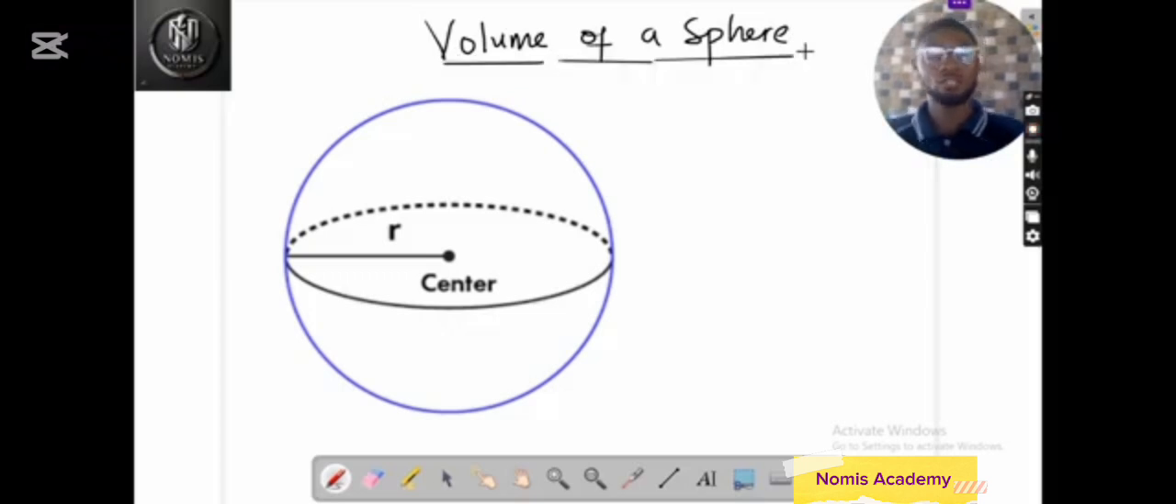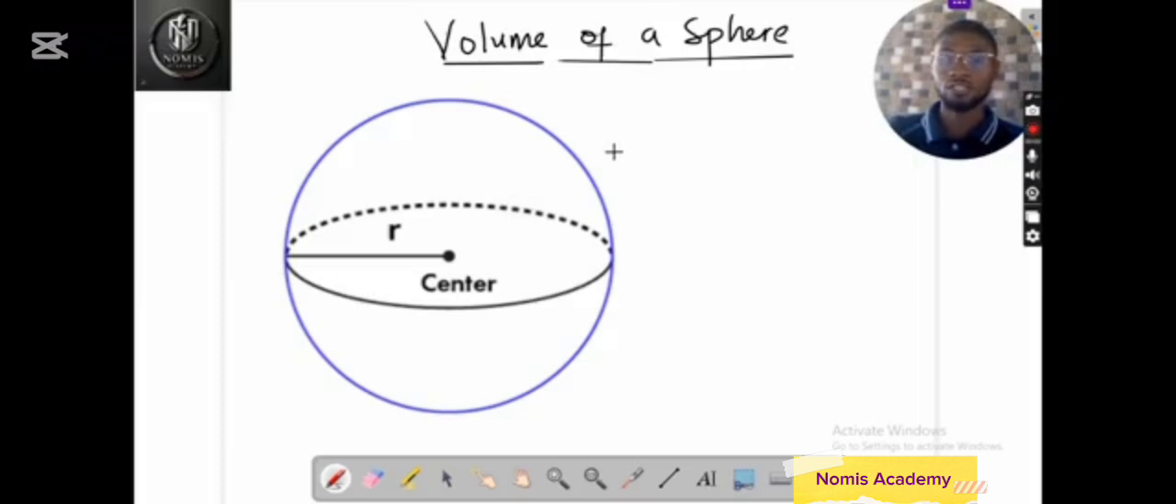So the image you're seeing on the screen is a sphere. You can see how it is. So this is a radius. A line drawn from the circumference to the center of the circle is a radius. If it is crossed to the other part of the circumference, it becomes diameter. That is why we say 2 radii is equal to diameter. So let's get into the volume of a sphere.